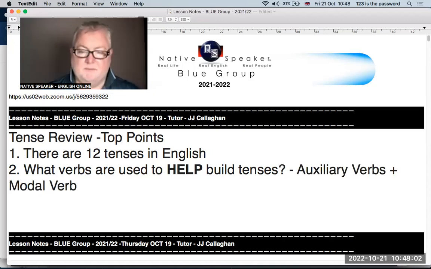The future simple. Will. Will, correct. Now, don't worry, some of the other modal verbs can help with tense building, but that's very important. How many auxiliary verbs are there in English? Katharina, do you know?